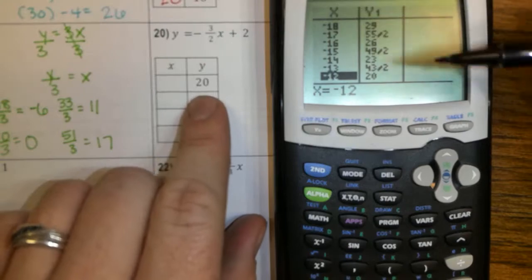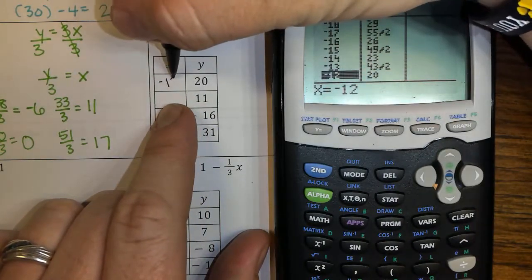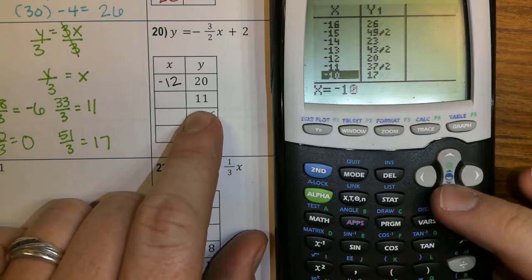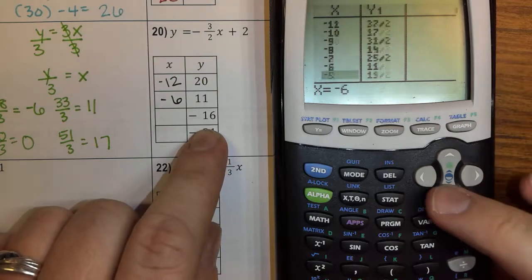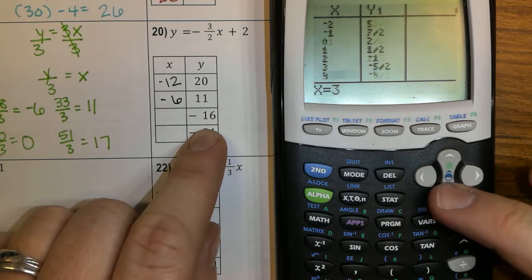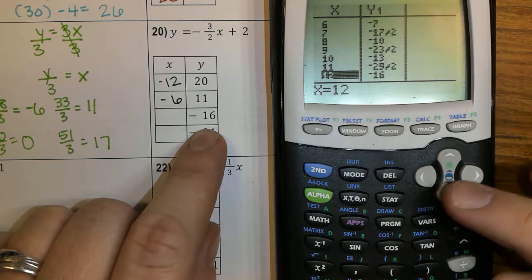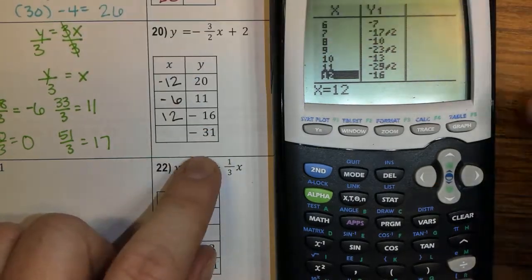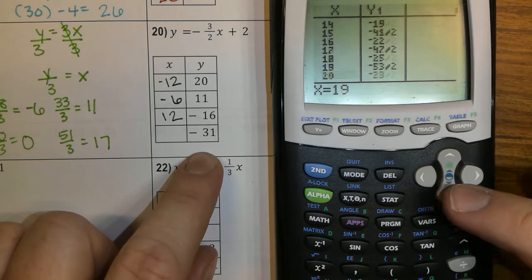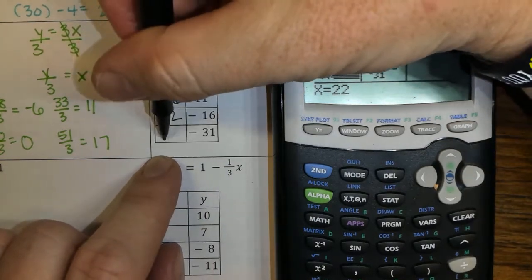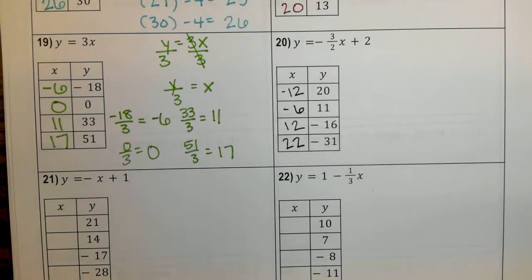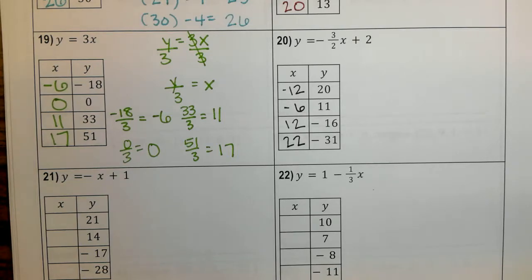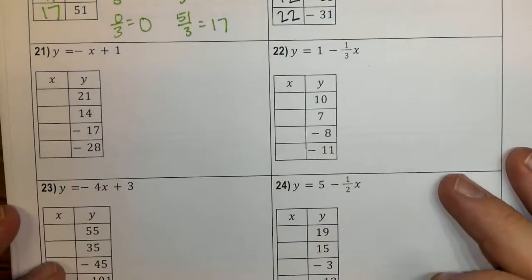Okay. So I found 20, and that is negative 12. Now I want to find 11. And that is negative 6. I find negative 16. Okay, I go a little bit down here. Is 12. And negative 31, 22. But look at that, I'm done. I didn't have to write anything down. I didn't have to work anything out. But you still have to know how to do this correctly on the calculator or you'll get the wrong answer anyway. So just be careful.